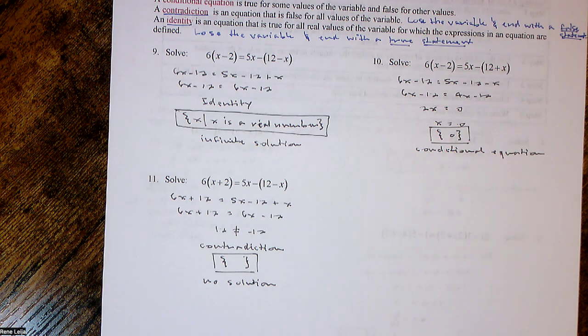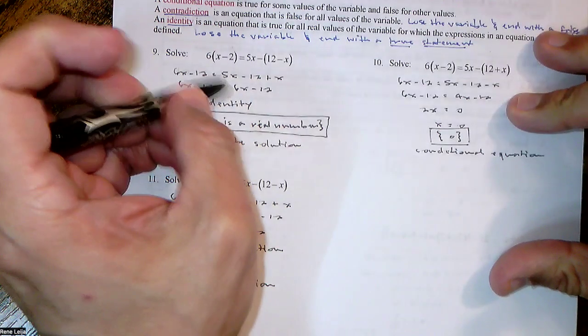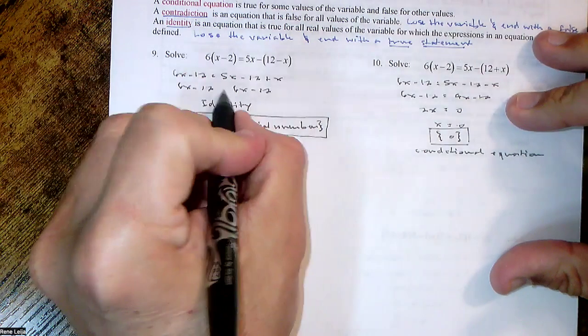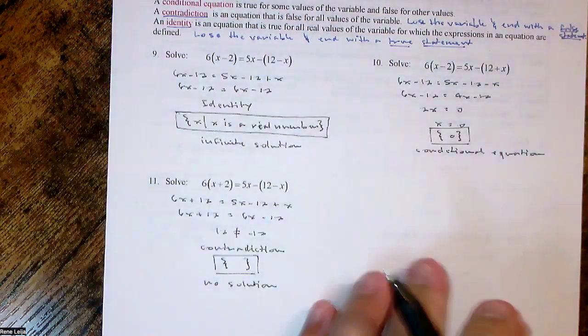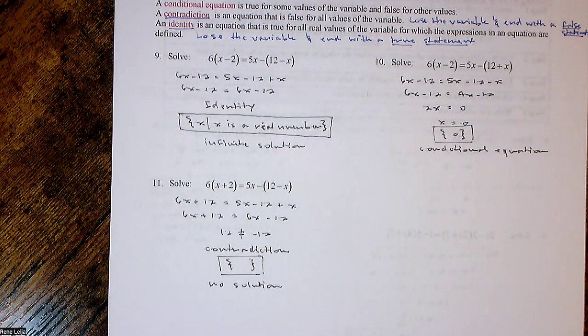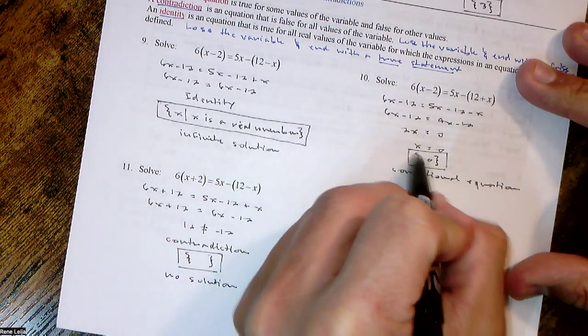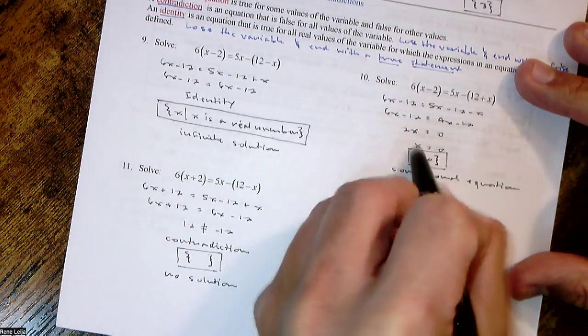So the first one gives us an identity. So we end up with 6x minus 12 equals 6x minus 12. So the left and the right side equal each other. That's an identity, which means it's the set of all x. Our solution would be the set of all x such that x is a real number. So I could plug any number I want and it would work. So that's an infinite solution. Number 10, we end up with x equals 0. That's a conditional equation. So this solution only works whenever we have 0 as a solution. Okay.